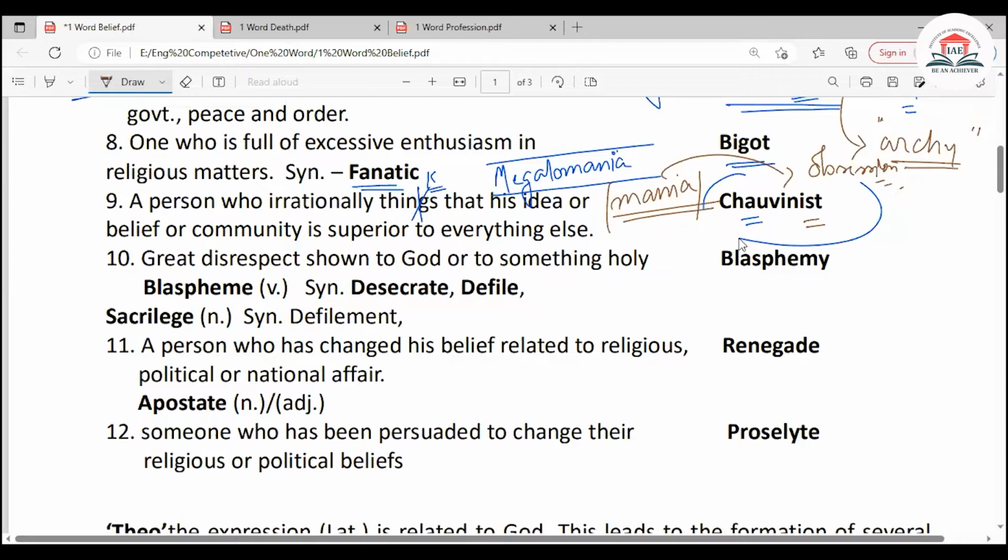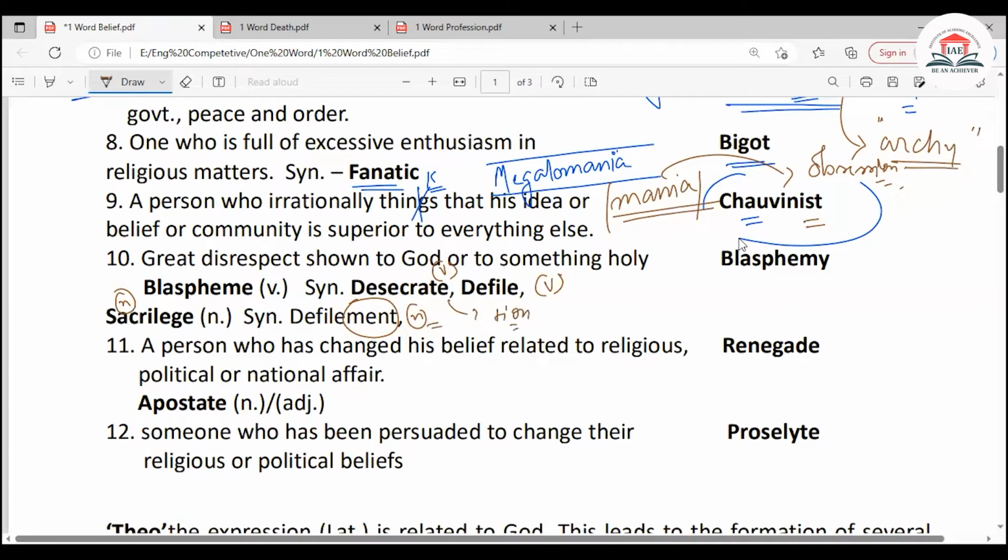So what is blasphemy? Blasphemy is the activity. Yes, blasphemy is the activity. Exactly. Desecration is the activity. But desecrate is the verb. Defile is the verb, right? Sacrilege is a noun. Defilement is a noun. Whenever the suffix ment is added to a word, it becomes a noun. It's a very easy one.